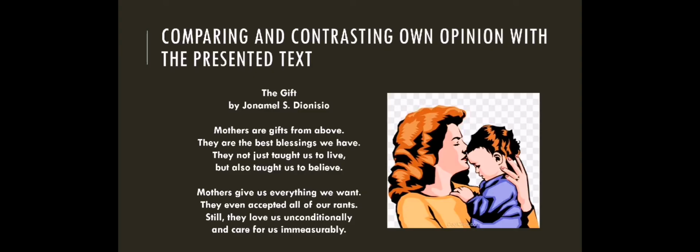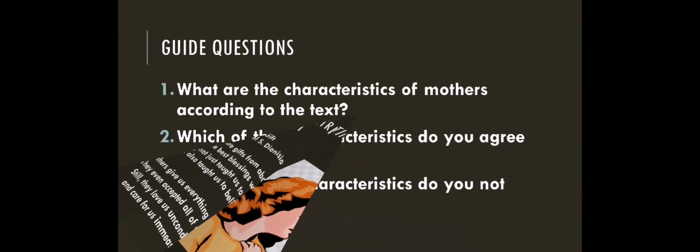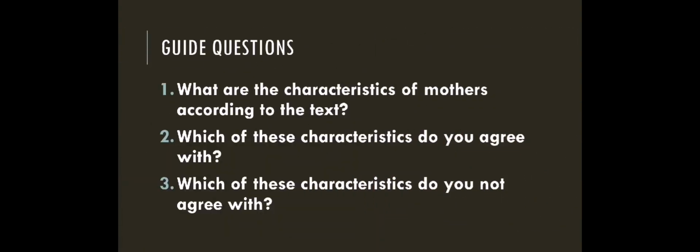So what do we do when we compare and contrast our own opinion with a presented text? This time, you will be giving your own opinion whether you agree or disagree with the writer's statement. You can use the following guide questions. Number 1, what are the characteristics of mothers according to the text? Number 2, which of these characteristics do you agree with? And number 3, which of these characteristics do you not agree with?